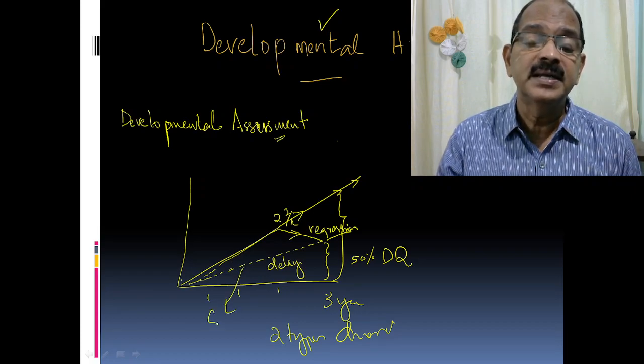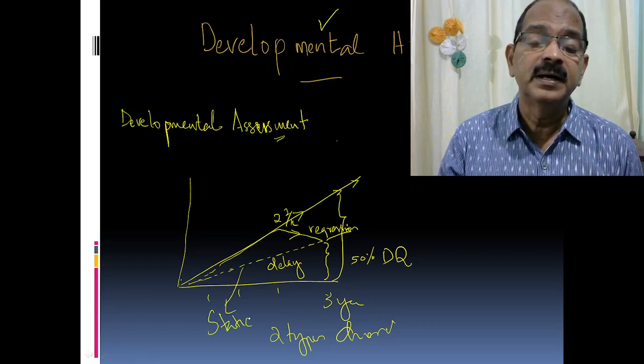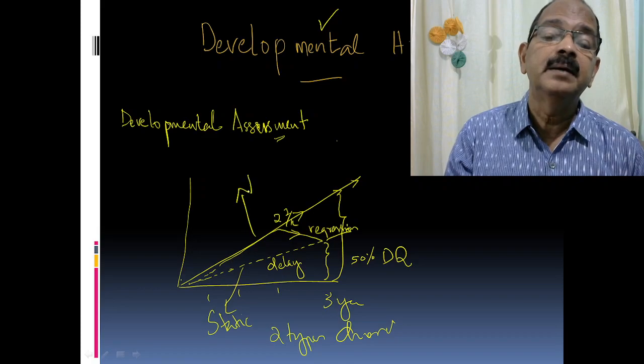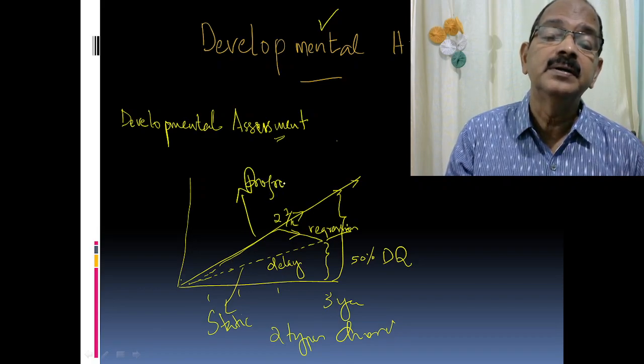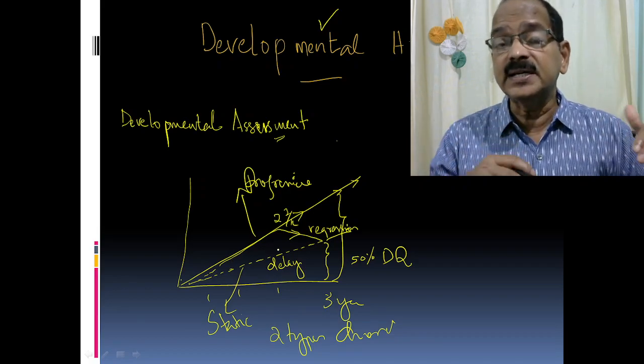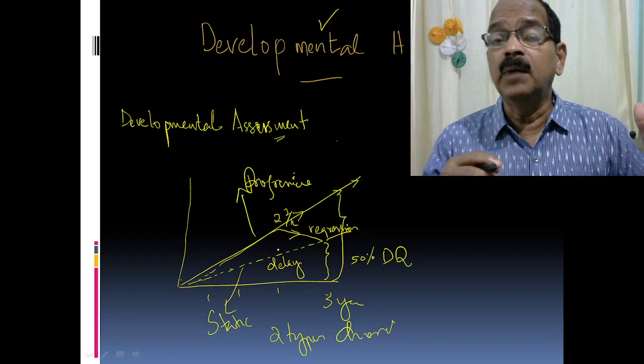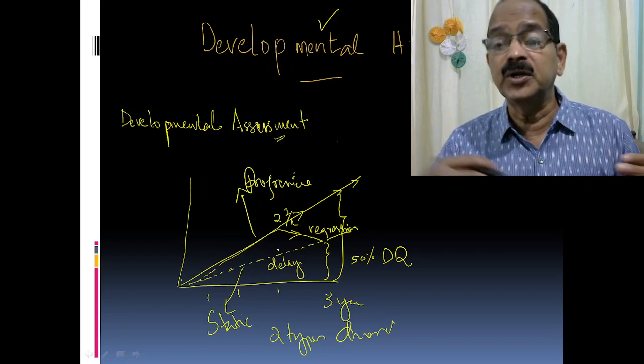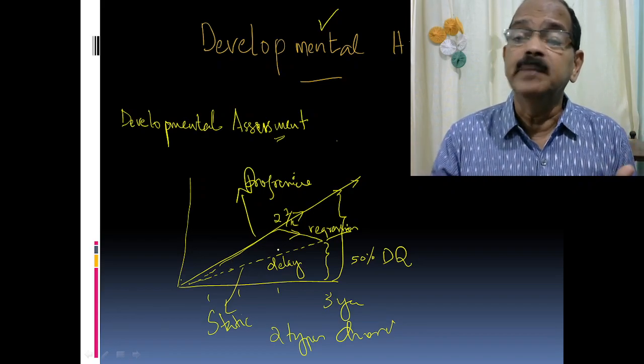You call it a static disorder. The other one you call a progressive disorder. So what do you mean by progressive disorder? What do you mean by static disorder? We discussed the problems which can happen to a normally developing baby.